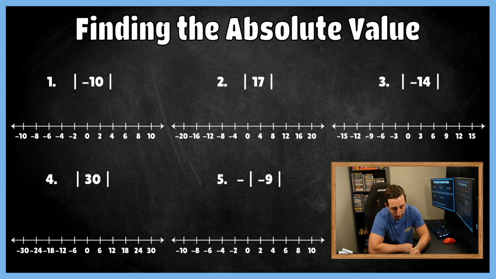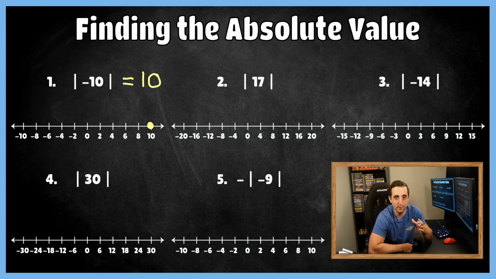So if we were to plot it on the positive side, because again, distances can't be negative, shouldn't this also be 10 units away from zero? Which it is. So the absolute value of negative 10 is really just 10, because again, distances can't be negative. So my final answer for the absolute value of negative 10 is simply positive 10. Right, let's go ahead and take a look at the next one.